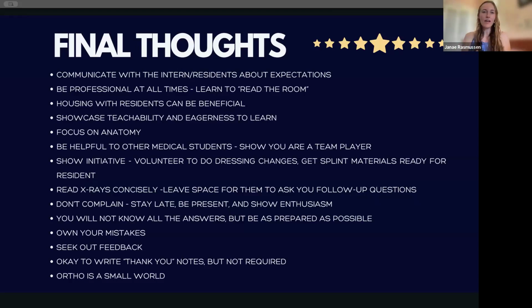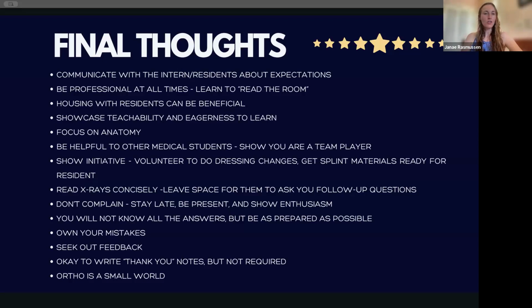I would much rather have that versus the medical student who quickly reads about it and then acts arrogant and pretends like they know things, and they do it wrong. When reading x-rays, read them concisely, take a breath, leave space for them to ask you follow-up questions. And remember, with reading x-rays, one of the worst things you can do is just ramble on and on and on. There's always more things that could be asked about an x-ray. And if you can say things in a concise way, that's going to help you stand out.